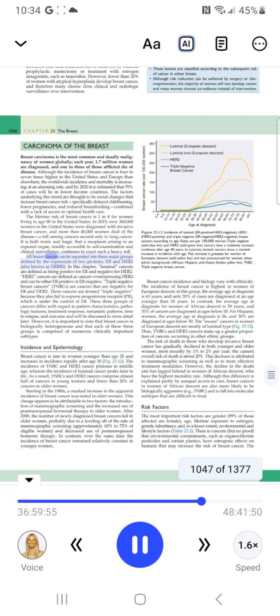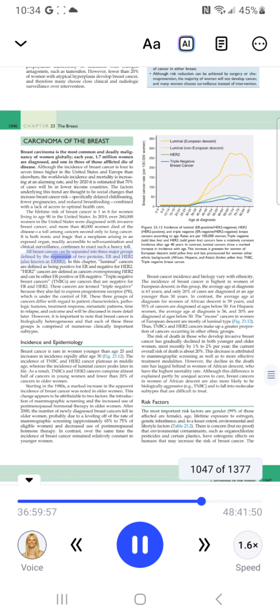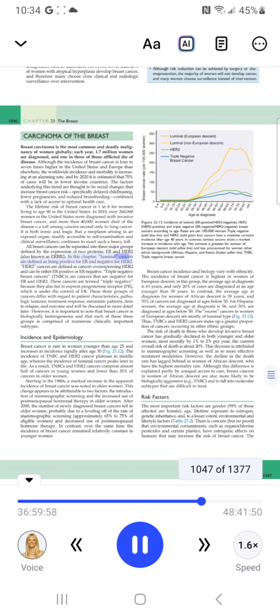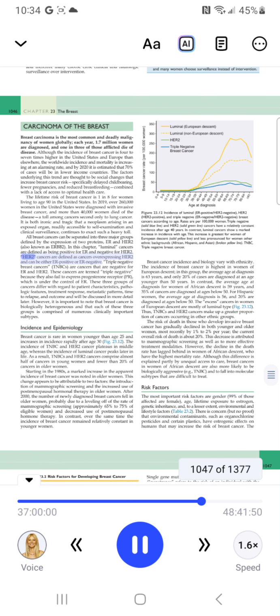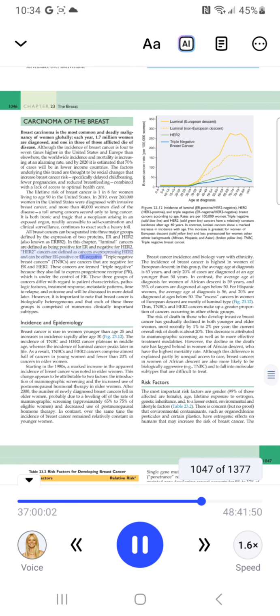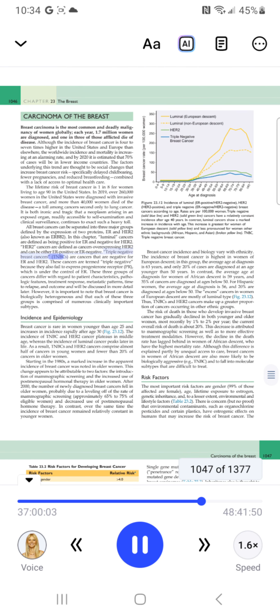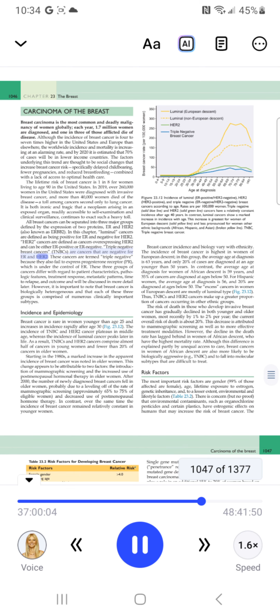All breast cancers can be separated into 3 major groups defined by the expression of 2 proteins, ER and HER2, also known as ERBB2. In this chapter, luminal cancers are defined as being positive for ER and negative for HER2. HER2 cancers are defined as cancers overexpressing HER2 and can be either ER positive or ER negative. Triple negative breast cancers, TNBCs, are cancers that are negative for ER and HER2.